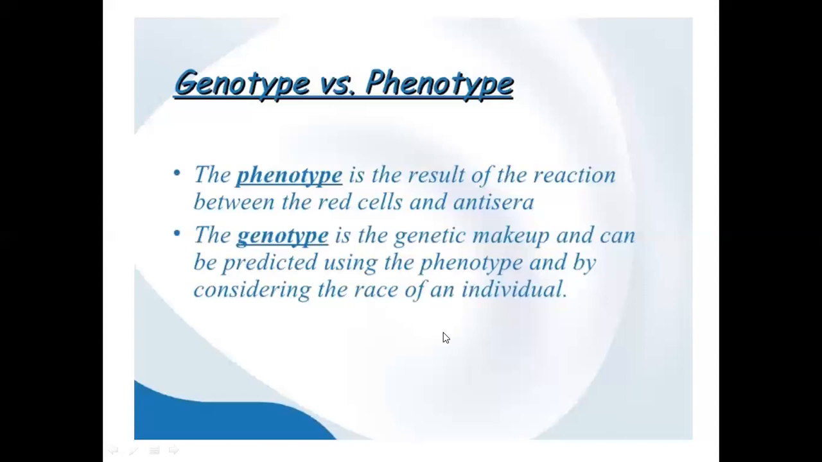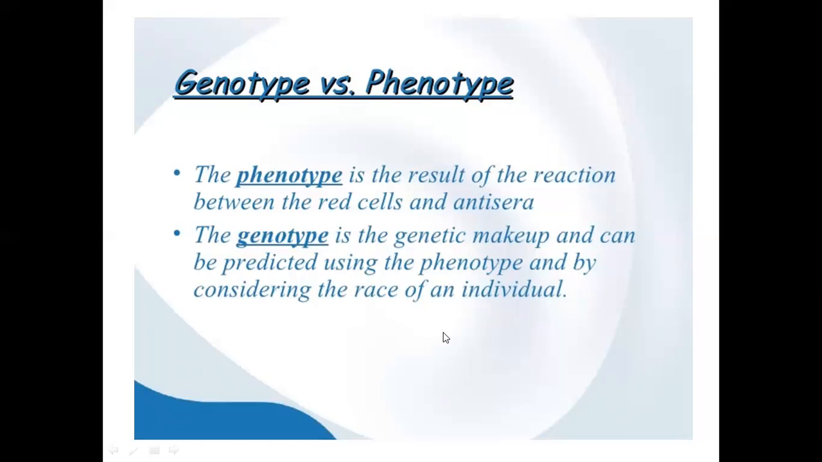Okay. Genotype versus phenotype. The phenotype is the result of the reaction between the red cells and anti-sera. So the one that we perform in the laboratory, serological testing, wherein we test the 2 to 3 or 3 to 5% red blood cell suspension with your anti-D, in the case of Rh typing, is what we call phenotyping. So whatever would be the result based on our interpretation, that would be the phenotype of the individual.